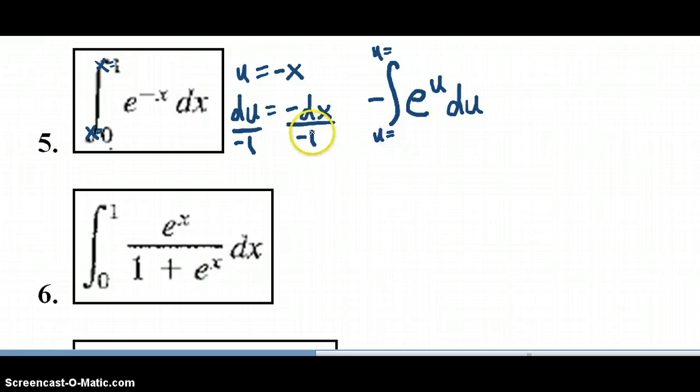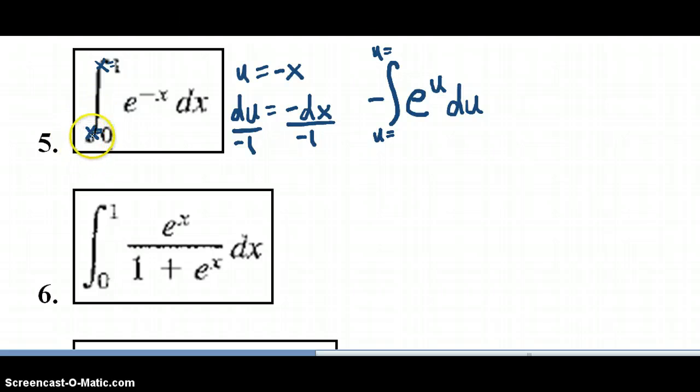The other way you could finish this problem is you could leave your limits in terms of x, integrate, but then you would have to resub back in the negative x where the u is and finish the problem. But when you're doing definite integrals, doing that change of limits so that everything is with respect to the same variable makes things easier. And it's a simple process.